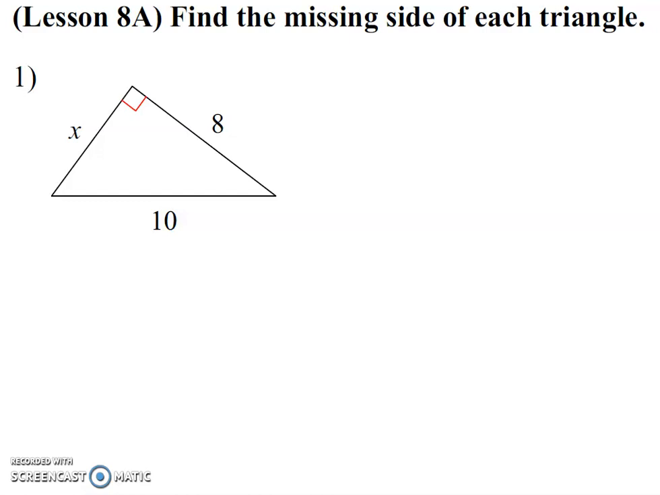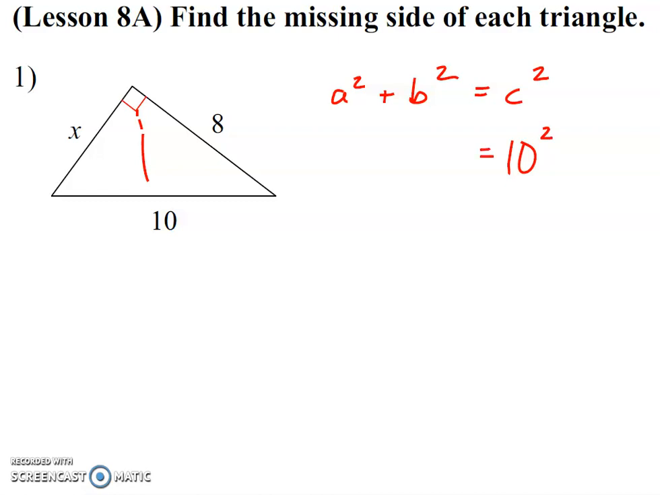Here's number 1 on the first study guide, and we're just going to use the Pythagorean theorem to solve for that missing side. So knowing that the Pythagorean theorem is a squared plus b squared equals c squared, first thing I do is identify the hypotenuse, which is across from the right angle. So my hypotenuse, which is represented with c, is 10. So I'm going to call c squared 10 squared.